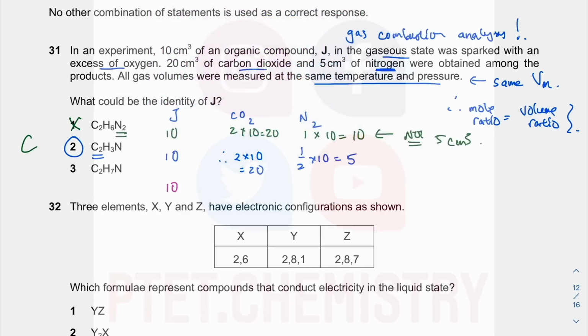If I just very quickly check for the other one, 1 of these will give me 2 CO2, so that's 2 times 10, which is 20. And again, 1 of these will have 1 nitrogen. So to get N2, you need half, because there's 2 nitrogen atoms there. You only have 1 nitrogen atom, so you need to half the volume. Alright, half. So you get 5 there, which is exactly what you have been given. So that's why option 3 is also correct.